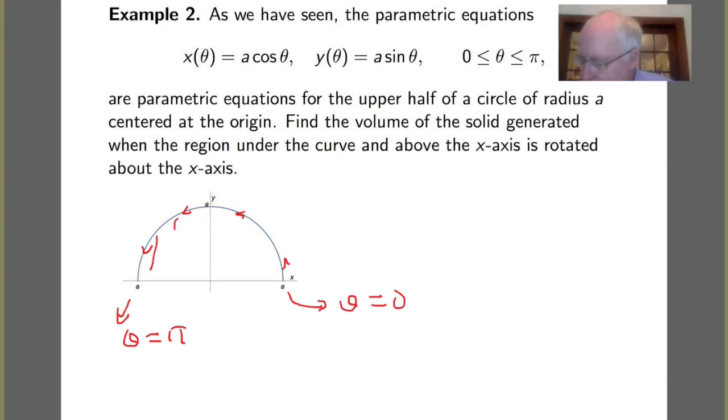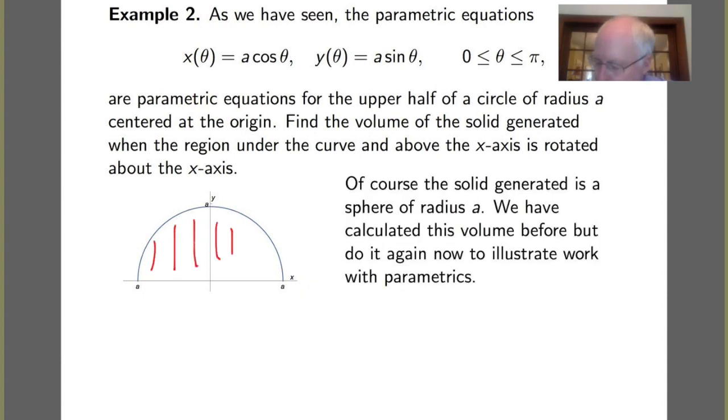We're going to consider the region under this curve and rotate it about the x-axis and find the volume of the solid swept out by that rotation. Of course, the solid generated is just a sphere of radius a. We've actually done that calculation before in earlier work, and of course you may know the formula for the volume of the sphere, so we'll tell if we're right when we get done. But we do this because we want to illustrate how to do this with parametrics.